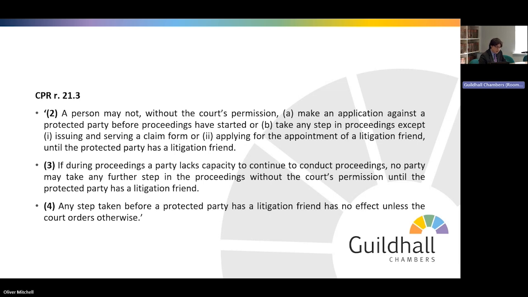In Dunhill and Bergin, the Supreme Court would not validate a final settlement that had been reached where a party was found subsequently to lack capacity and had not had either a litigation friend or the settlement approved by the court, which is a provision that I'll come on to.